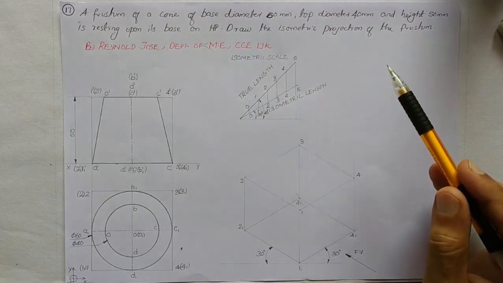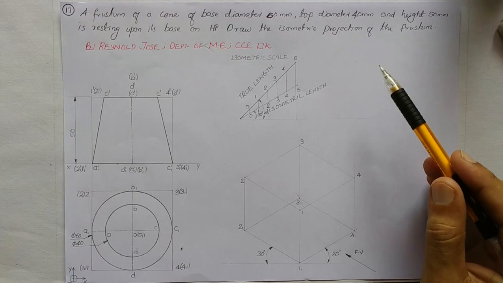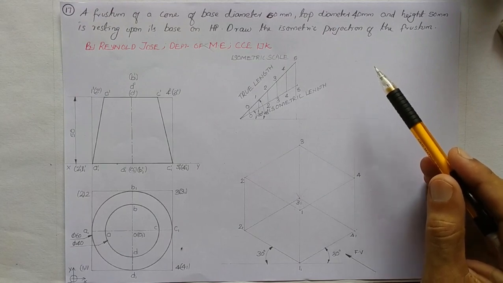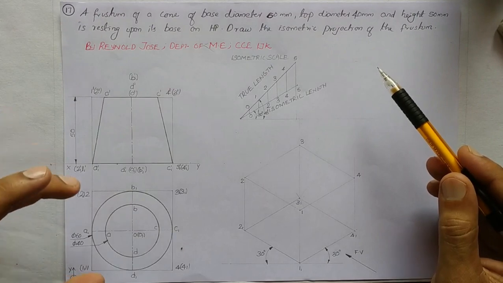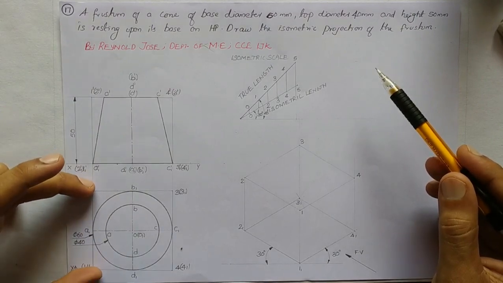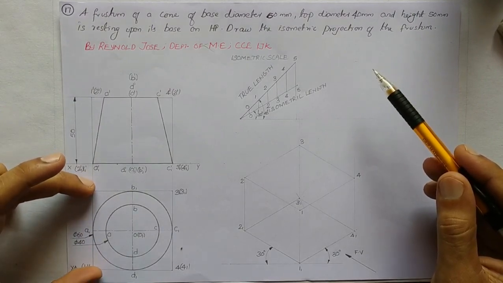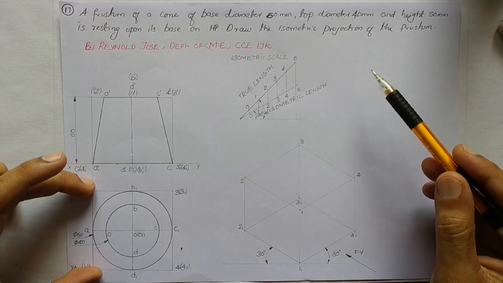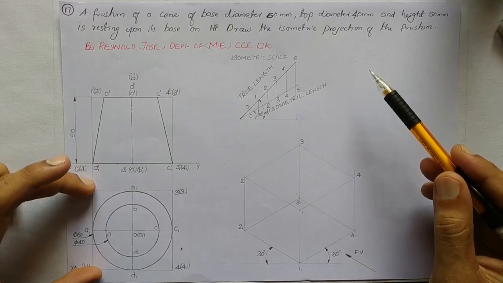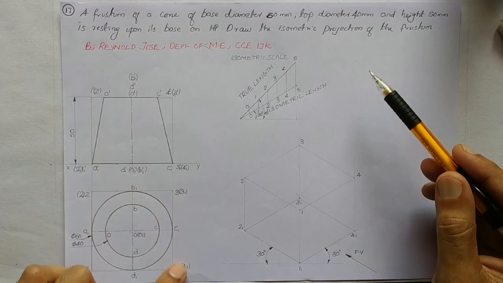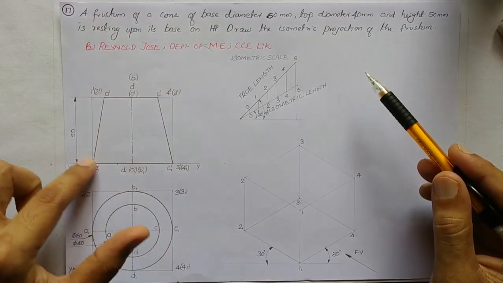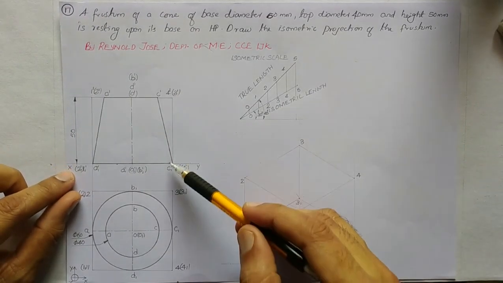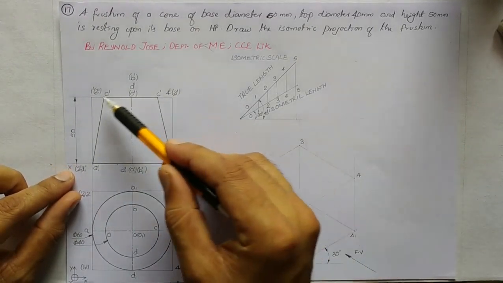As we have done in the previous problems, we will be doing it using a method known as the box method. We will be enclosing this frustum of a cone inside a box, and this box will be a square prism. I have drawn the outline of the square prism in the top view, and as this is a frustum of a cone, I was able to draw a small outline in the front view also.